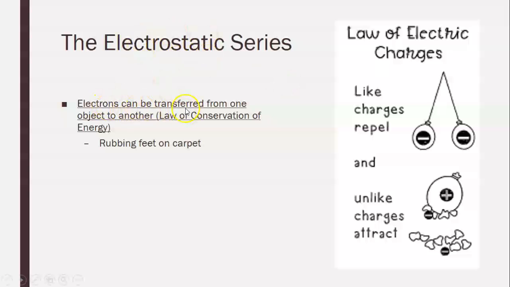Electrons can be transferred from one object to another, and this is called the law of conservation of energy, meaning that it's exchanging and exchanging and exchanging. They have the ability to flow freely a little bit more than the protons and the neutrons do, because they're housed in the nucleus.